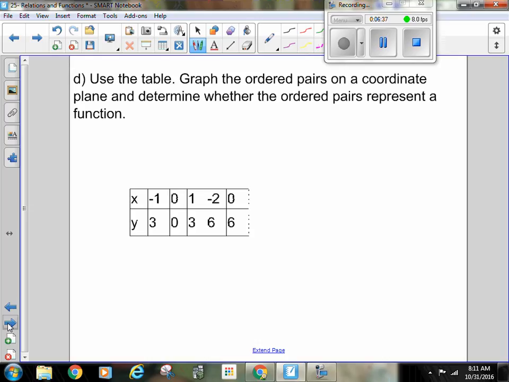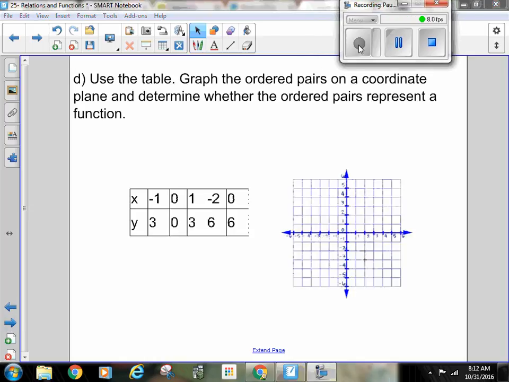Use the table and graph the ordered pairs on a coordinate plane and determine whether the ordered pairs represent a function. Let me grab a graph here. Okay, we have our graph. So, we're going to graph -1, 3. So I'm going to go -1 and up 3. Then I'm going to graph 0, 0. Then I have 1, 3, so over 1, up 3. -2, 6, so over -2, up to 6. And 0, 6. So I'm at 0 and I go up to 6.